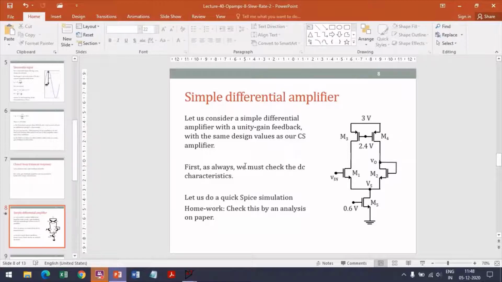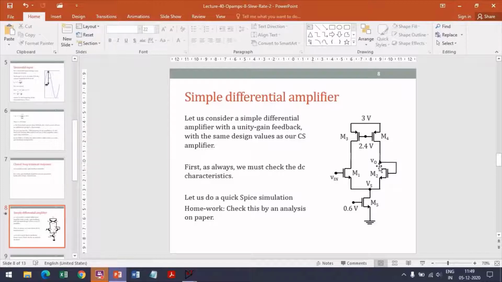Now, first, whenever we do this, it is a good idea to check the DC characteristics to see what they look like before applying transients. It's a good habit for any circuit you build. So whenever you do any feedback, do a DC transfer characteristic before doing transient or frequency response.